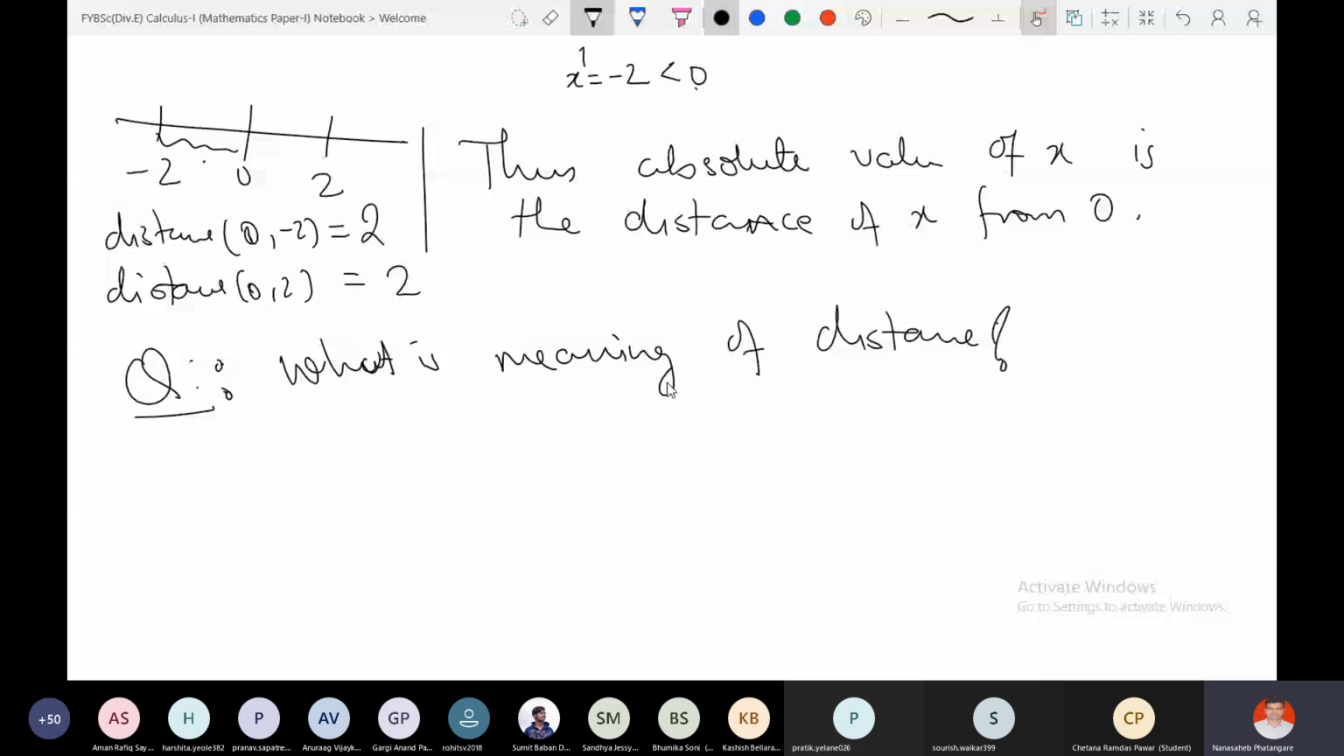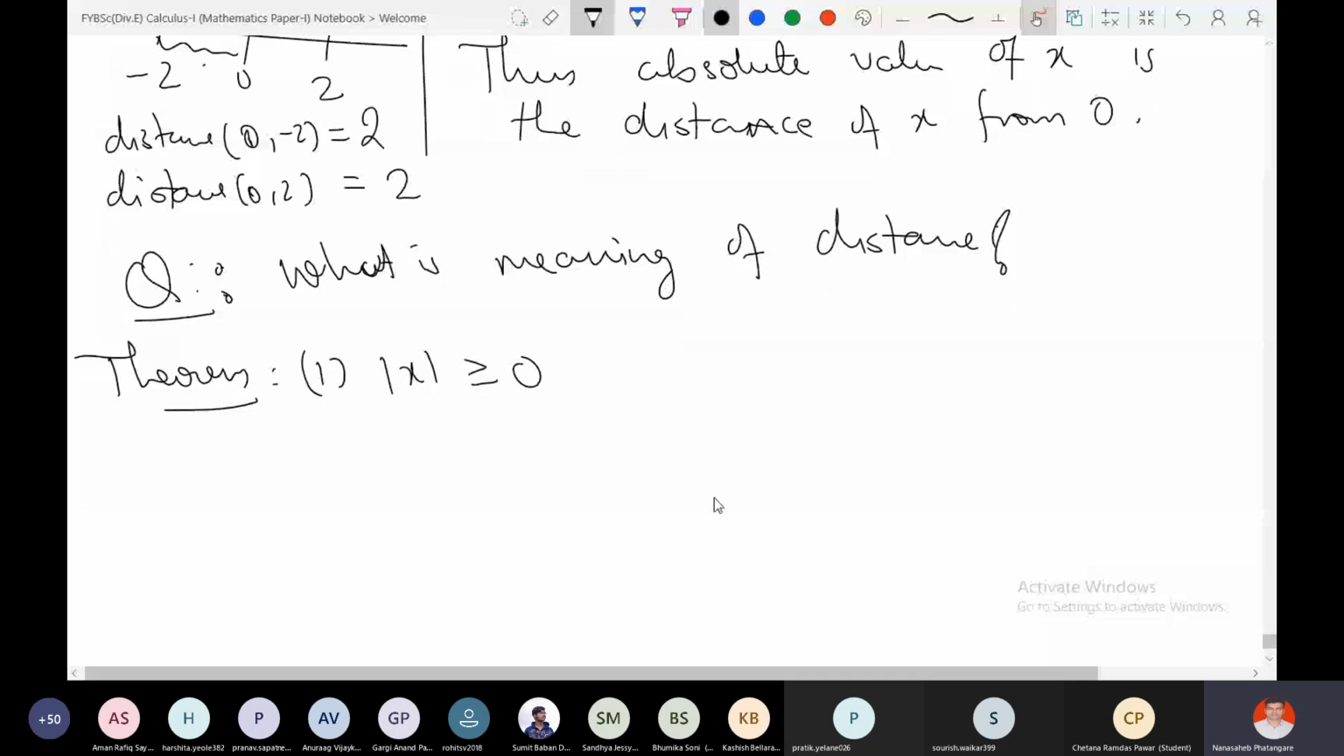Right, so what is the meaning of distance? So the absolute value of x means the distance of x from 0. It is never negative. That means it is either greater than or equal to 0. All right. Correct.